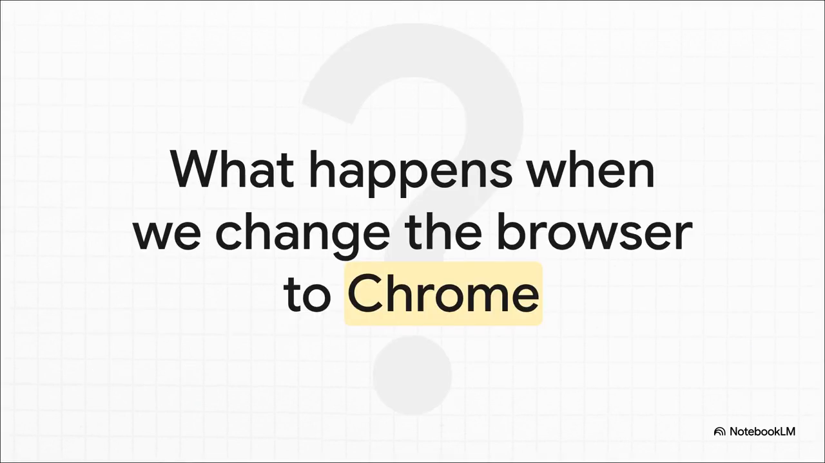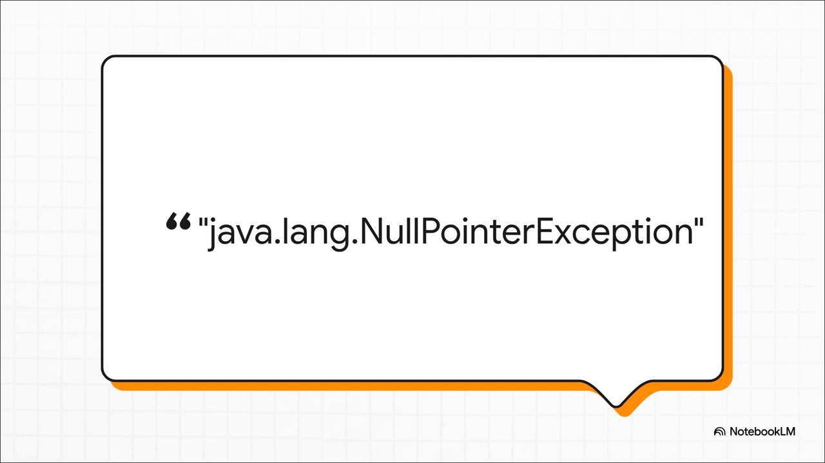But here's the real test. What happens when we go into our configuration and just flip that one little string from Firefox to Chrome? We run the exact same code. The else if block should handle it no problem, right? Nope. Total disaster. You get a null pointer exception.